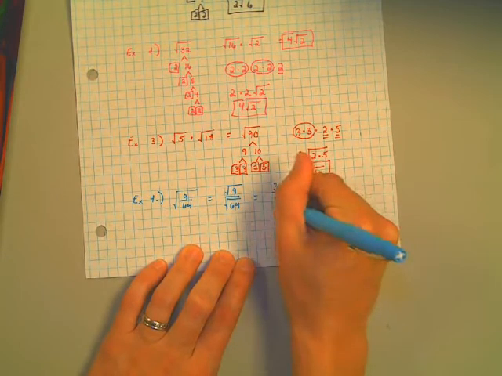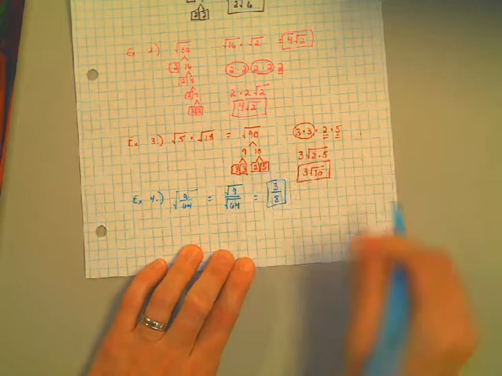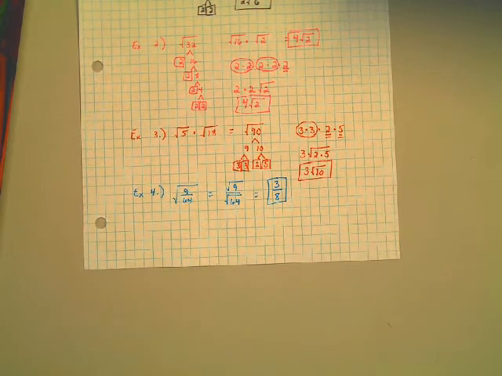That is basically your process of simplifying square roots. Okay, we have a couple of other situations that we need to talk about, but that kind of gives you the idea of what we're getting into.